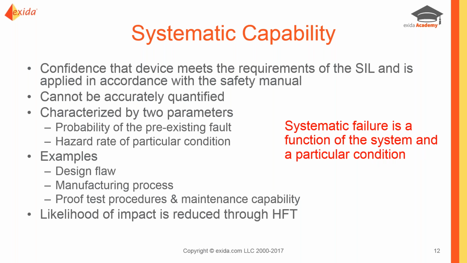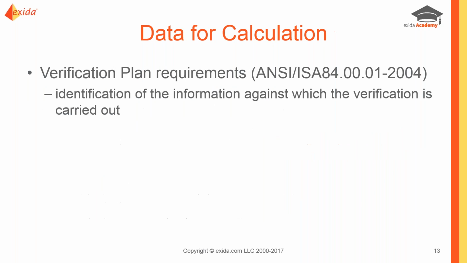Systematic failures are a function not only of the system but also of a particular condition around that system. So there's a lot that needs to be controlled here. And they can be eliminated. So this is another place where you can improve reliability through discipline.